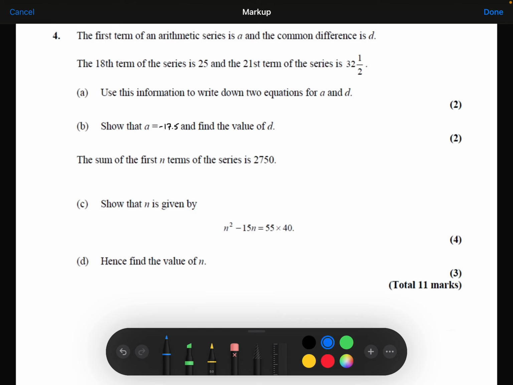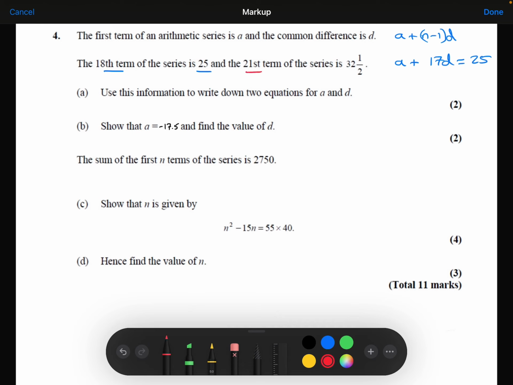Let's remember our nth term formula, a plus (n minus 1) times d. That's the nth term for an arithmetic sequence. So if we're talking about the 18th term, then n is 18. So our first term, a, plus 18 minus 1, which is 17, lots of d, and that's equal to 25. The 18th term is 25.